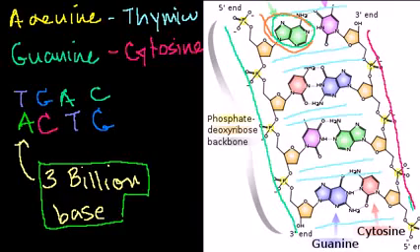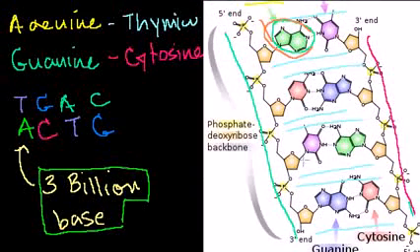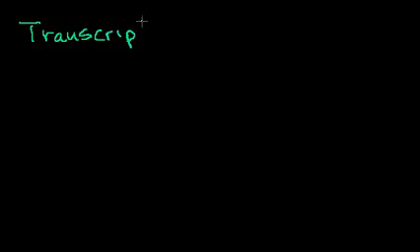So how does that actually code information? When DNA actually transcribes something, the process is called transcription. And I'm going to do a pretty gross simplification of it, but I think it'll give you the gist of how it codes for proteins.